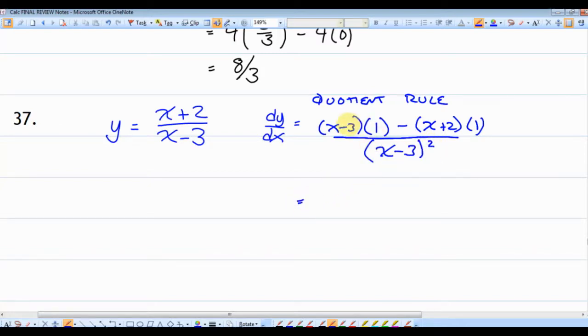Okay, and so what do we got? x minus x is 0. Minus 3 minus 2 is negative 5. So this becomes negative 5 over x minus 3 quantity squared. Is everyone okay here with dy dx?